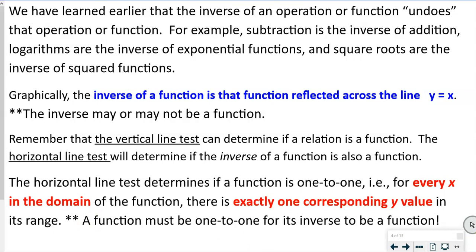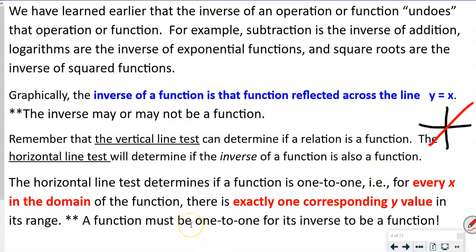Graphically, the inverse of a function is that function reflected across the line y equals x, and that is the line in a graph that goes like this, right? The inverse may or may not be a function, however. Remember that the vertical line test can determine if a relation is a function, and the horizontal line test will determine if the inverse of the function is also a function.